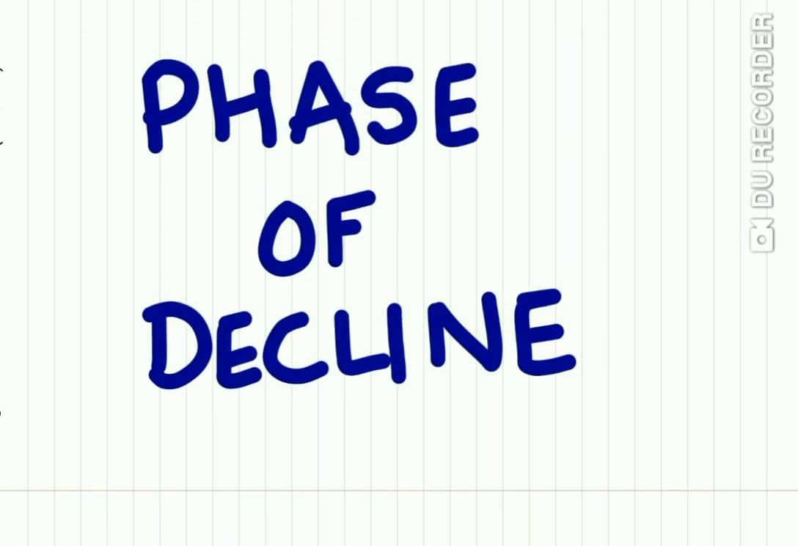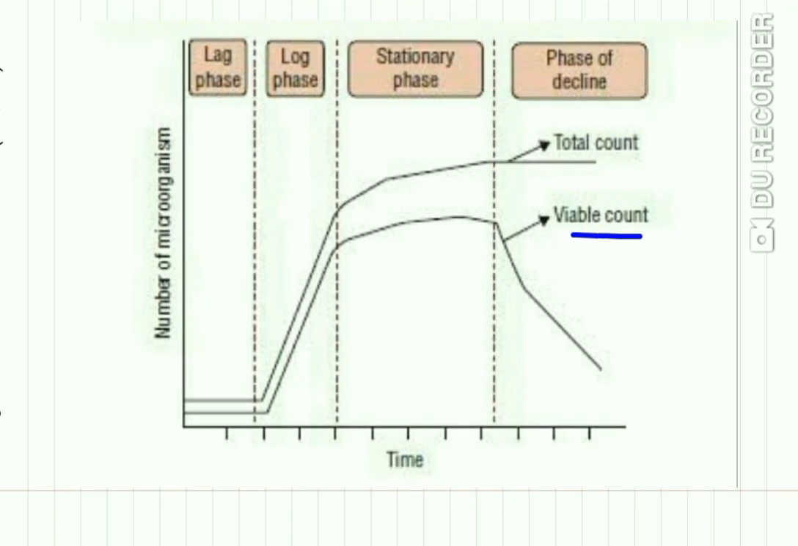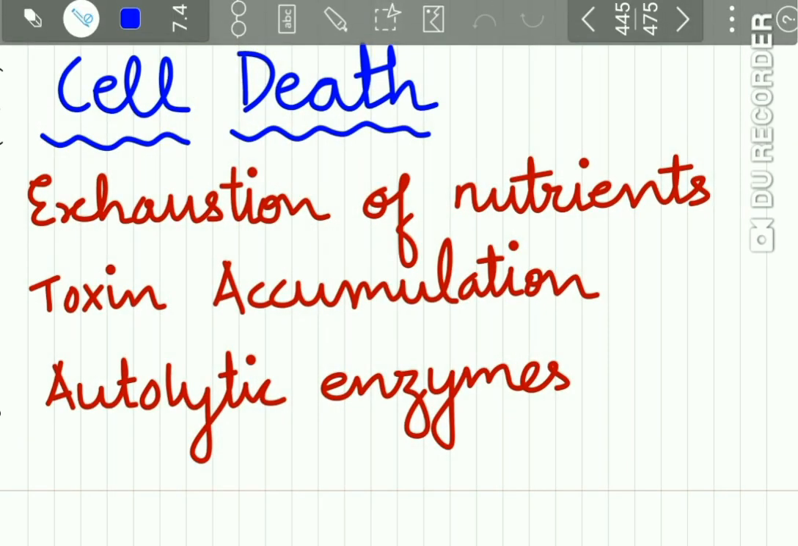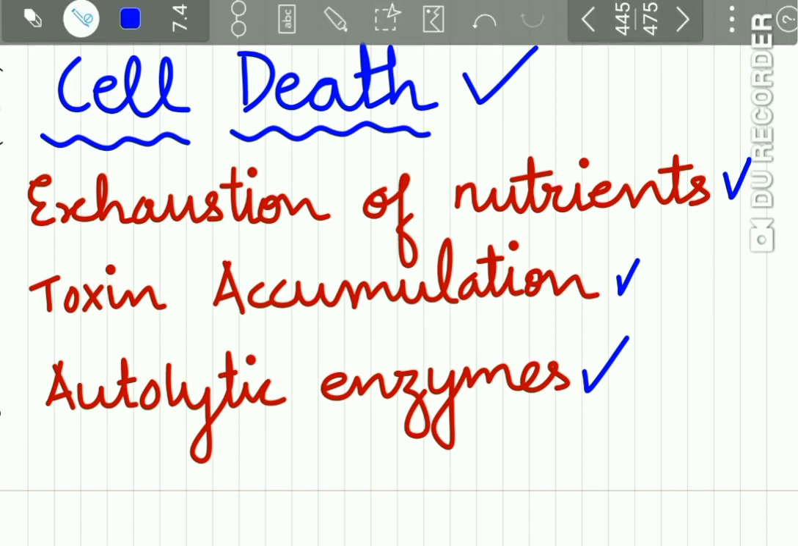Now last is the phase of decline. So you can see here in the viable count there is a phase of decline. In the phase of decline, the population of the cells decreases due to cell death. Now this cell death occurs due to three factors: exhaustion of the nutrients, toxin accumulation, and accumulation of autolytic enzymes in the culture medium.